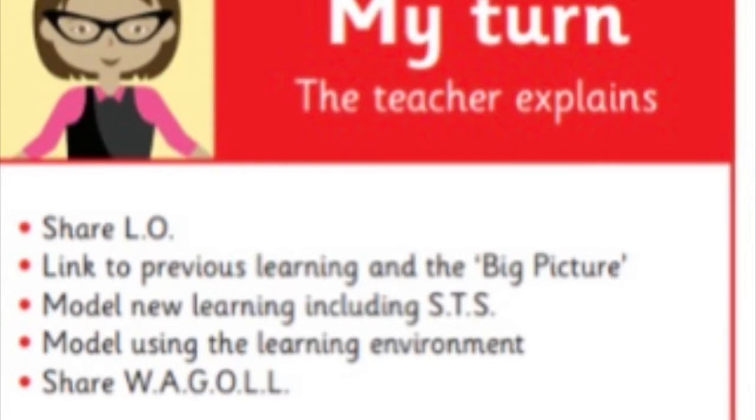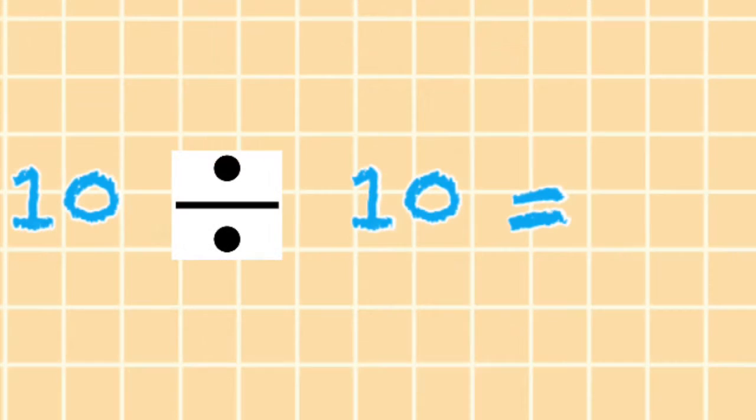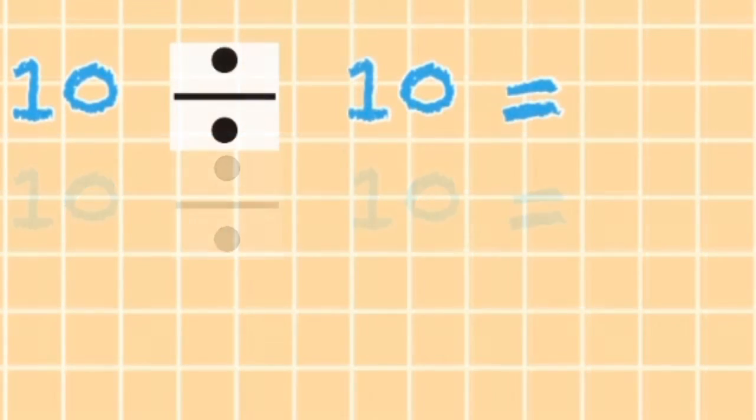Okay, let's start with a my turn. So, our first division sentence says 10 divided by 10 equals. Pause the video and have a think about how we might do that. What did you think of?